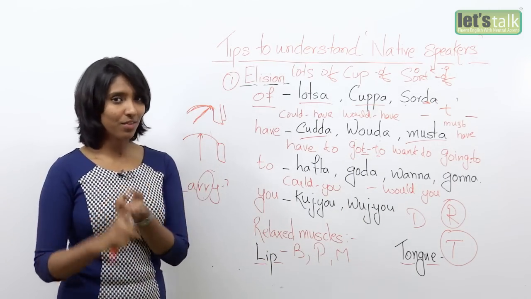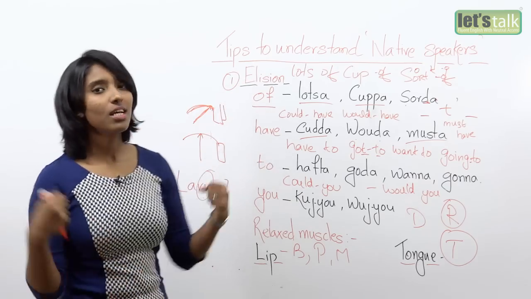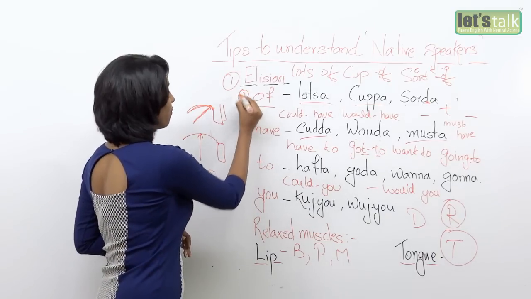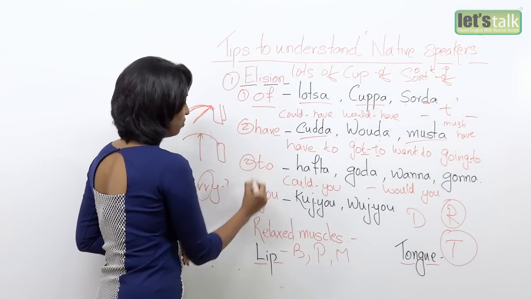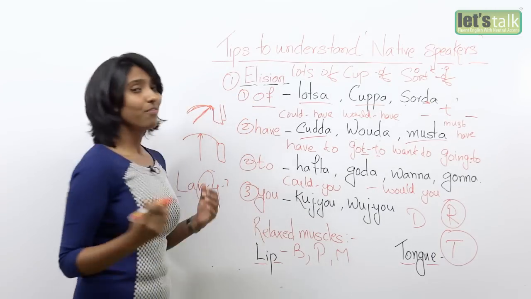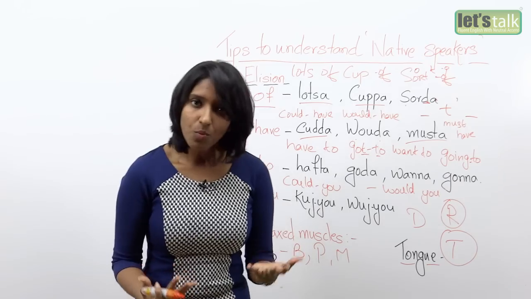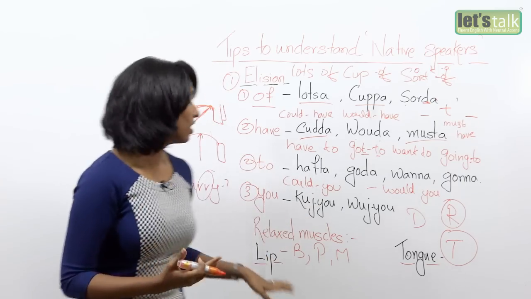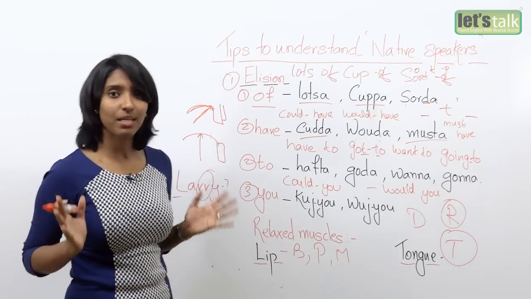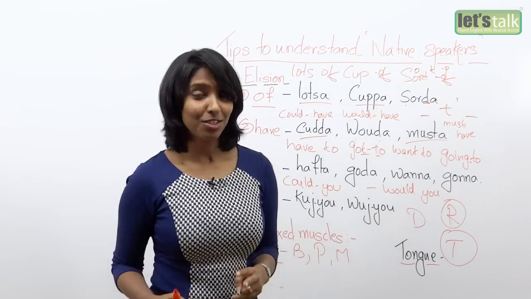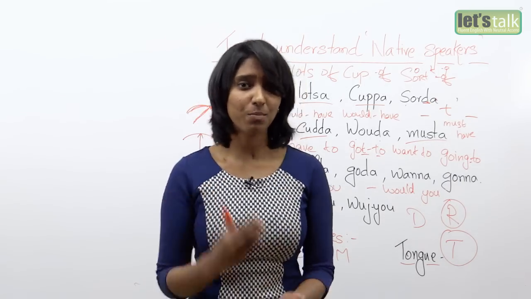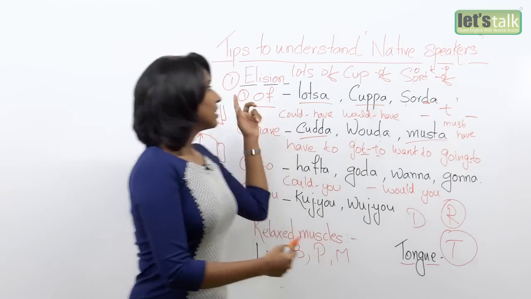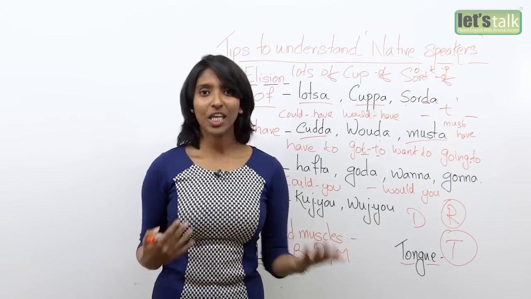So the 2 tips that I have given you. First, elision. Try to squash words, especially if you are using of, have, to, and you. Finally, when you're speaking to someone or when you're reading someone's facial expression, look at the muscles, how relaxed their muscles are. Okay, so these are the 2 tips. Very useful, especially if you're trying to learn English or watch a Hollywood movie. These 2 tips will help you enjoy your movies even better.